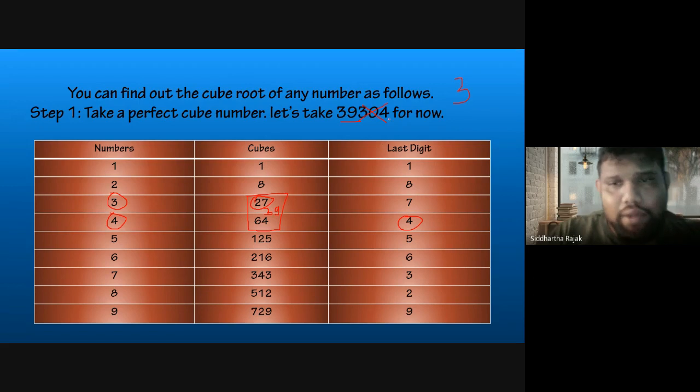And then looking at the last digit, you can always choose the last digit of the cube root, because a perfect cube ending with 4 will have a cube root with the last digit as 4.